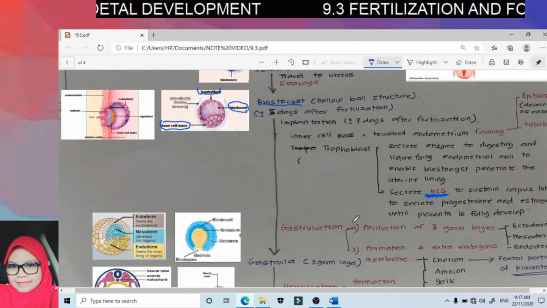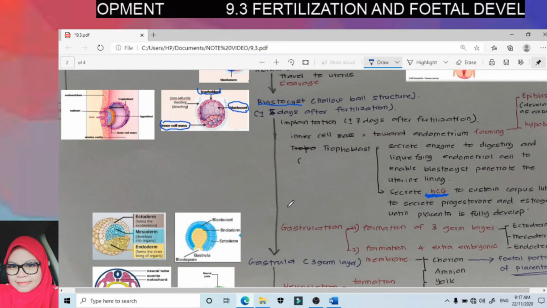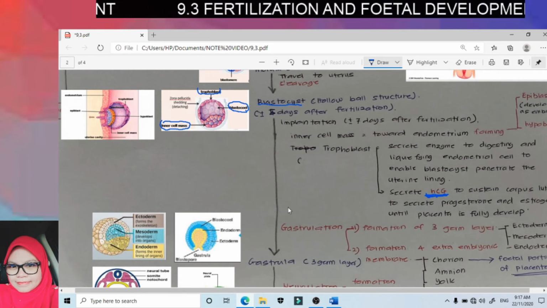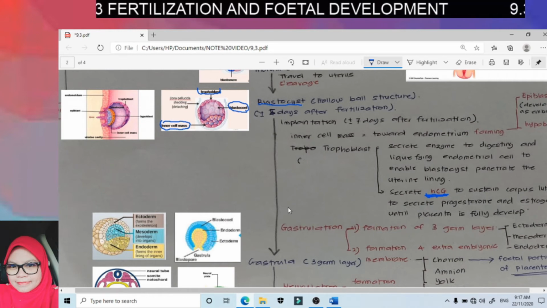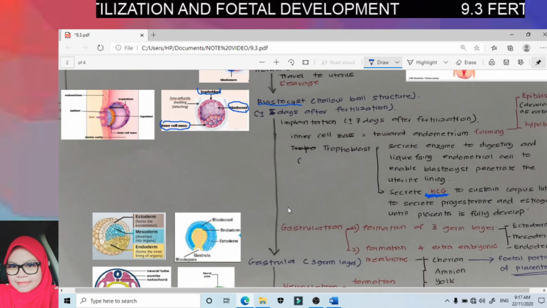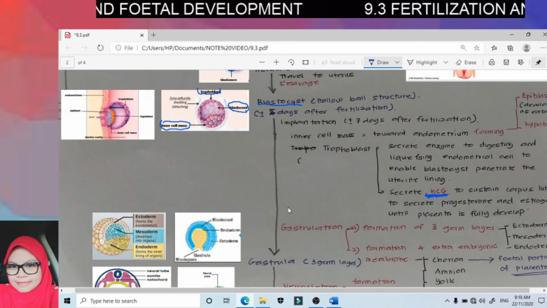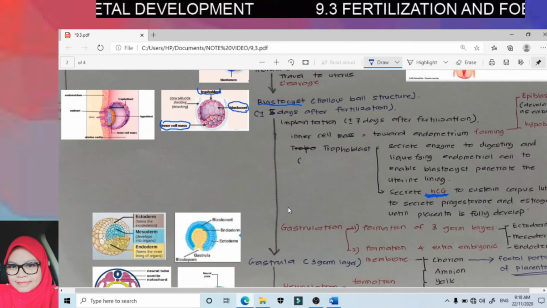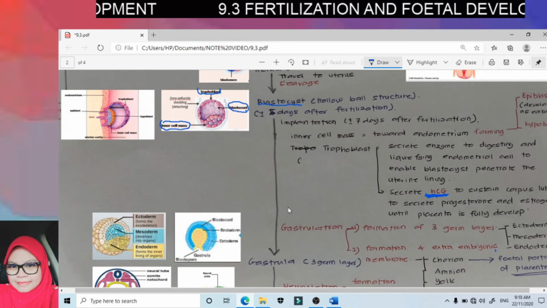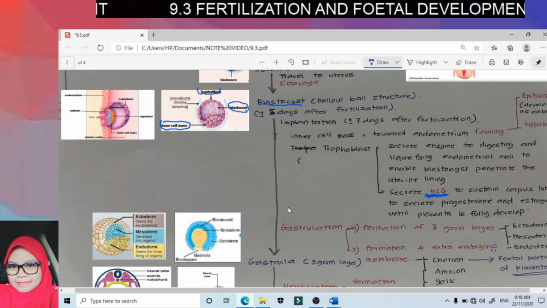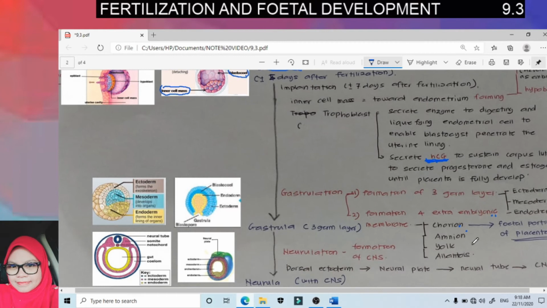Okay, next is gastrulation. What is gastrulation? After implantation, the embryo may undergo gastrulation. Gastrulation is the formation of three germ layers, which are ectoderm, mesoderm, and endoderm. Gastrulation is also the process of formation of four extra-embryonic membranes, which are chorion, amnion, yolk sac, and allantois.